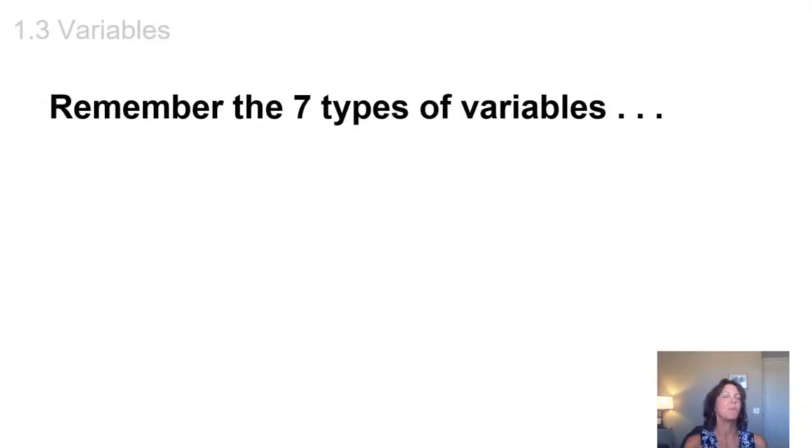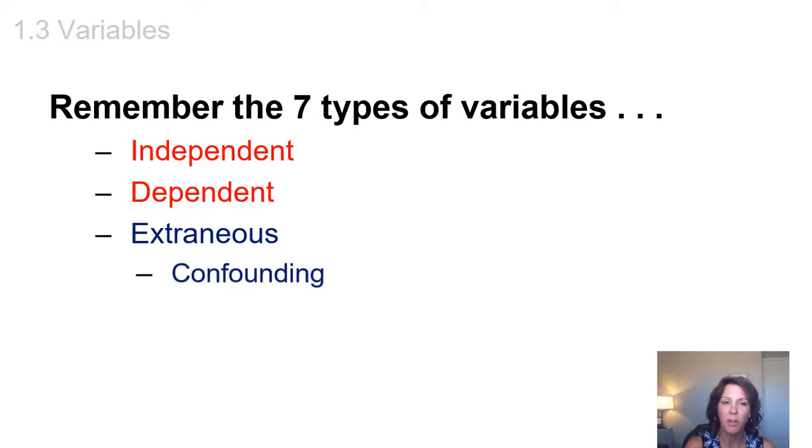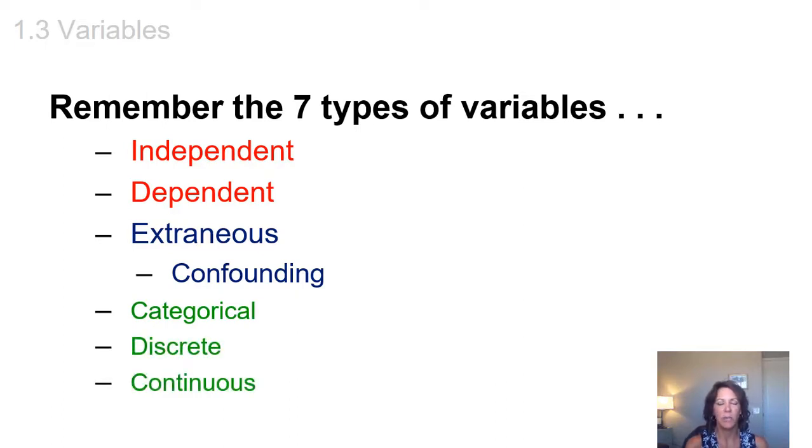All right, so I want you to remember the 7 types of variables. We had independent and dependent variables. Those go together. We have extraneous variables, and then confounding variables are a type of extraneous variable. And then 3 different ways that we kind of define variables are categorical, discrete, and continuous. Make sure that you have these definitions down. They might not make a lot of sense right now as to why you would need to know them, but you will need to know them.